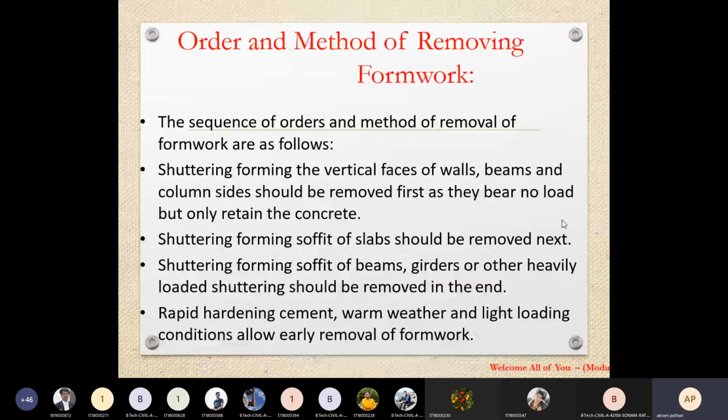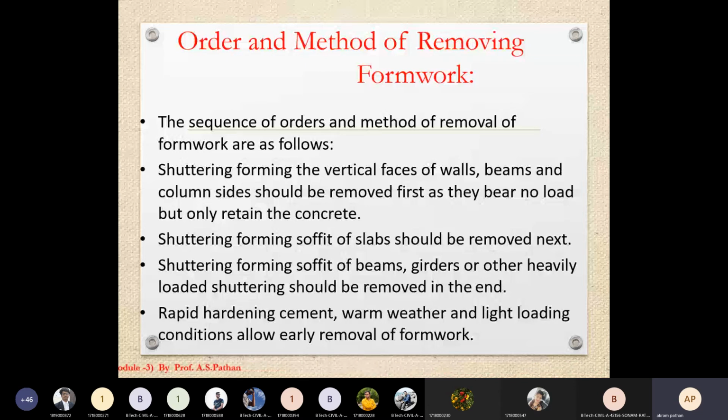Then the order and method of removing formwork. After the completion of all types of formwork, we come to the order and method of removing the formwork. The sequence of removal is as follows. The shuttering forming the vertical faces of walls, beams and column sides should be removed first, as they bear no load but only retain the concrete. Shuttering forming the soffit of the slab should be removed next. Then shuttering forming the soffit of the beam, girder or other heavily loaded shuttering should be removed in the end.